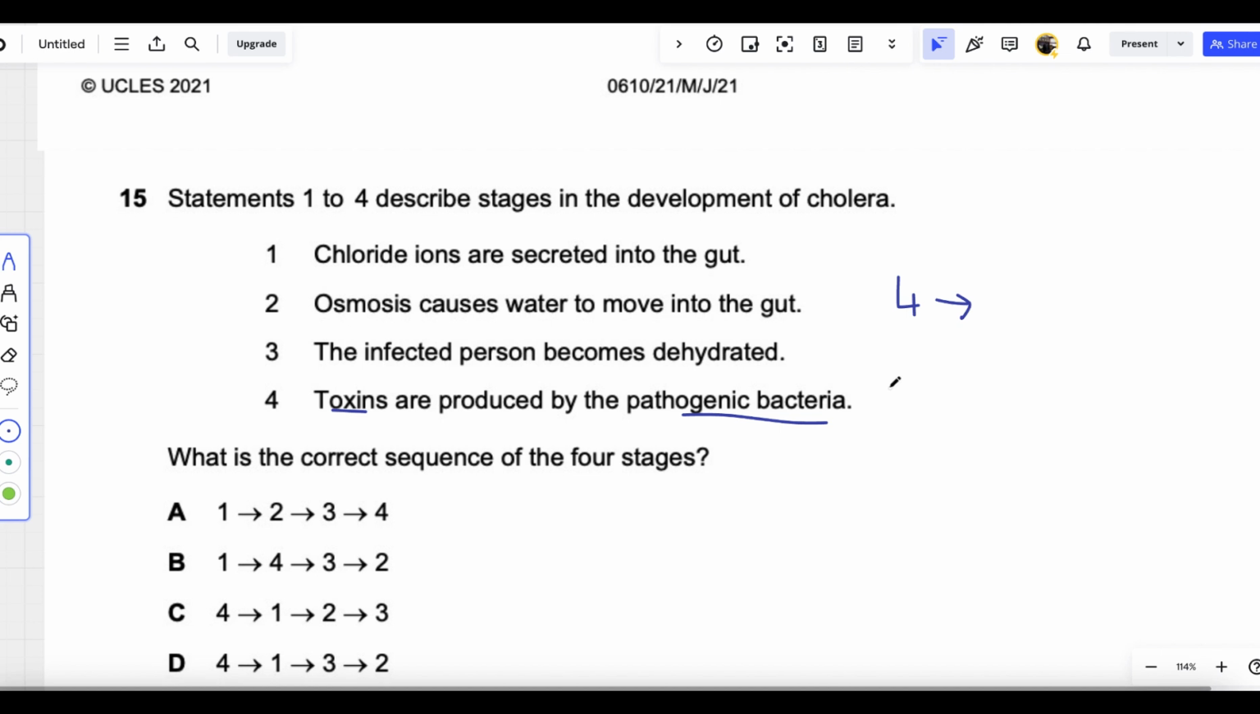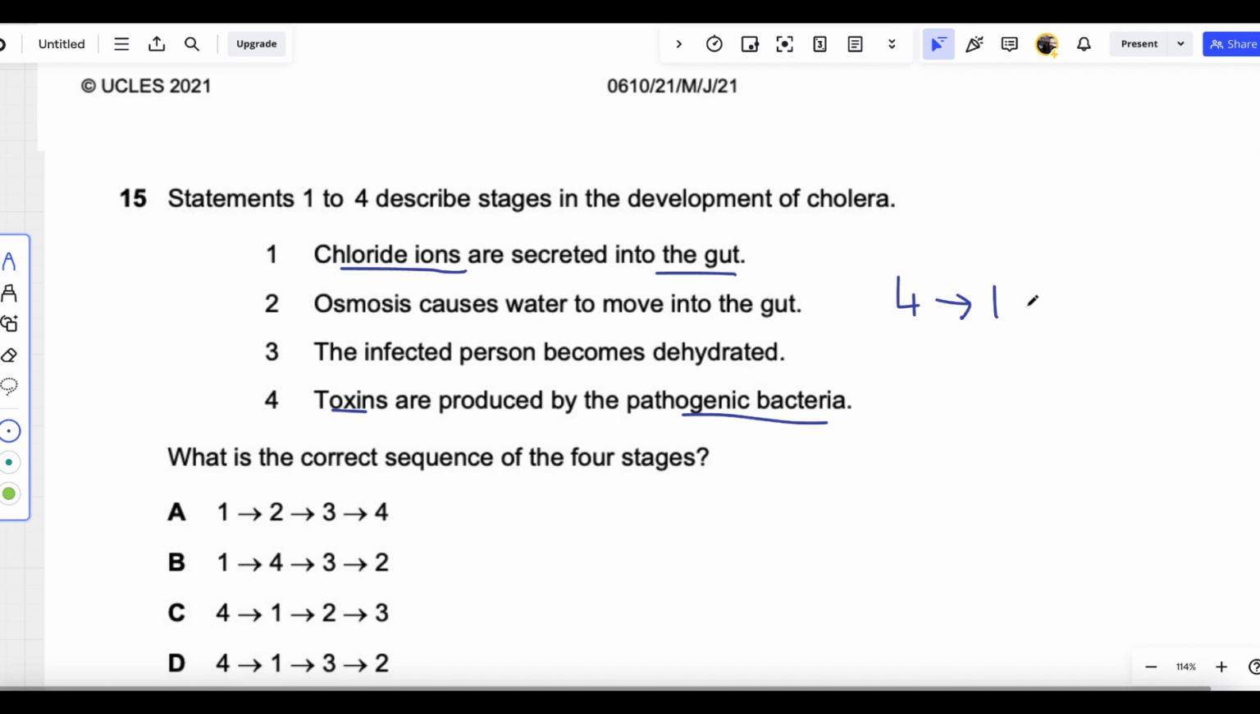That's the first step. The second step might be that chloride ions are secreted into the guts. Maybe you drink the water. This could be the next one. The chloride ions will be secreted into the guts when you drink the water. Probably the next one could be osmosis causes water to move into the gut.